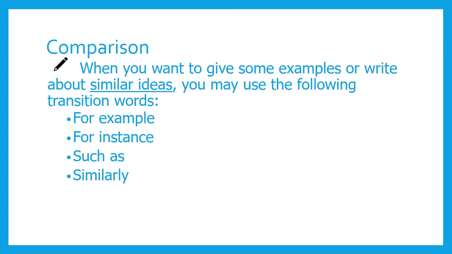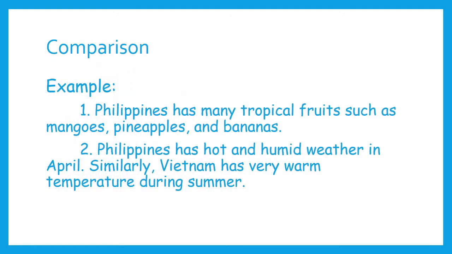Let's proceed to transition signals used for comparison. We use these words when we want to give examples or write about similar ideas or added information. Here are the commonly used transition words. For example, for instance, such as, and similarly. Let's have example number 1. Philippines has many tropical fruits such as mangoes, pineapples, and bananas. We used such as to add information or provide examples for the term tropical fruits.